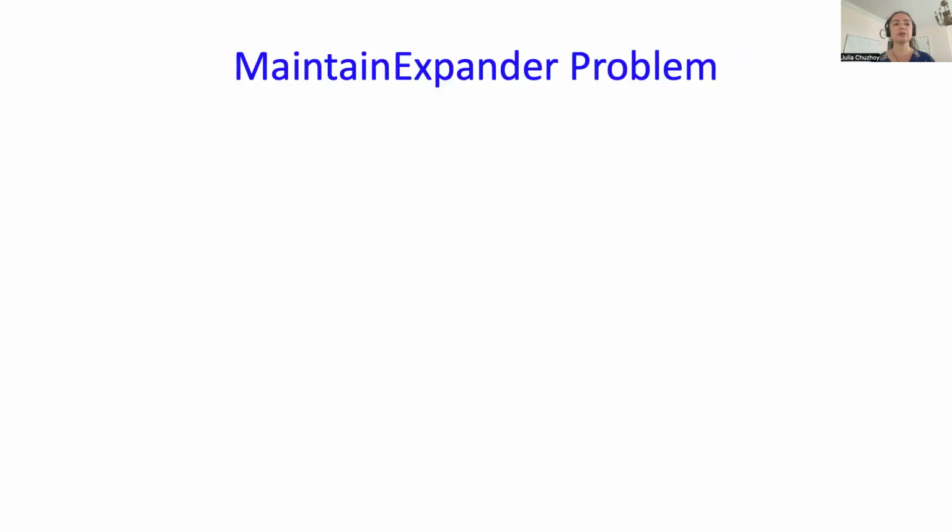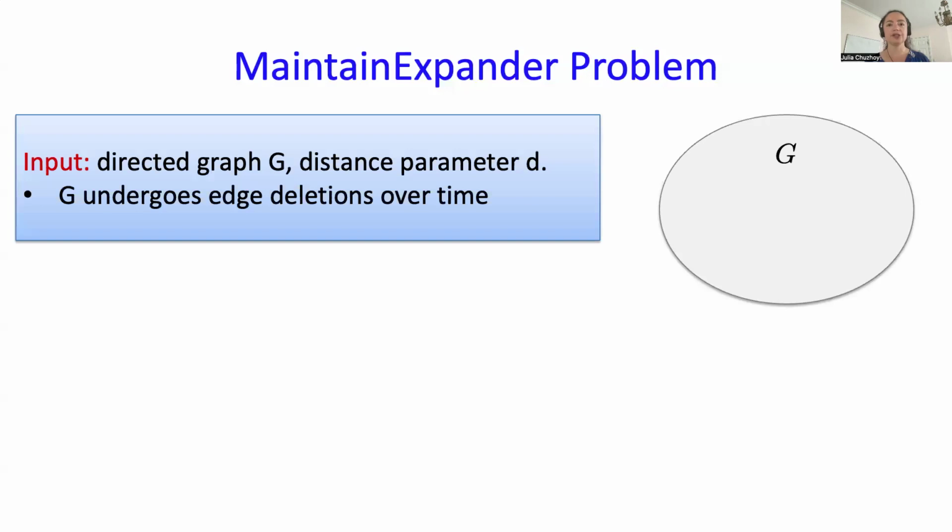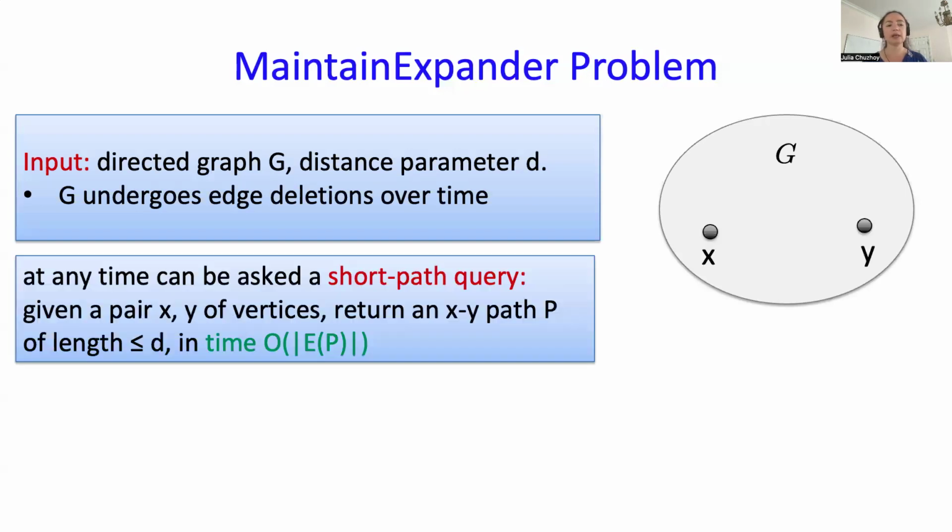So now let me tell you about this maintain expander problem. We start with a directed graph and some distance parameter d, and this graph undergoes an online sequence of edge deletions. And then from time to time, we get queries. A query is just a pair of vertices x and y. And in response to this query, we need to return a path connecting x to y in this graph, whose length is at most d, and the time to respond to the query should be proportional to the number of edges on this path.